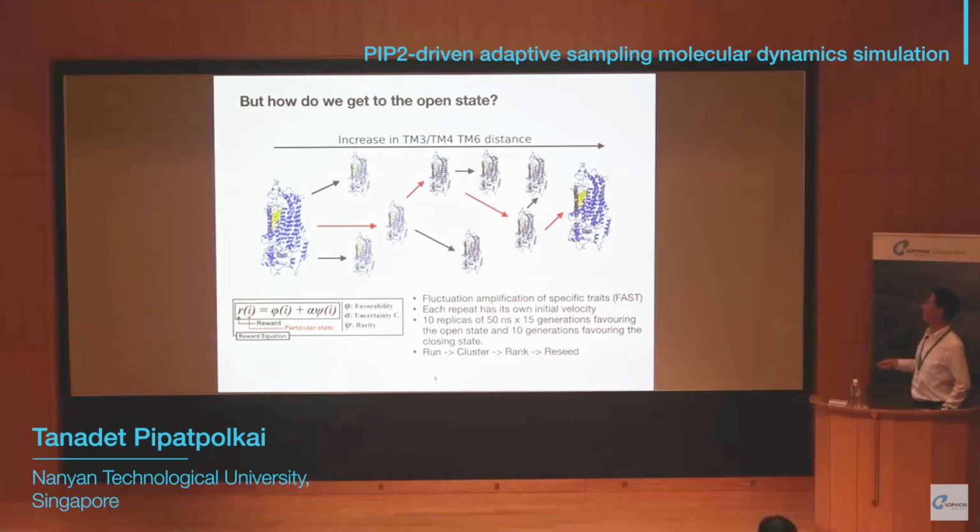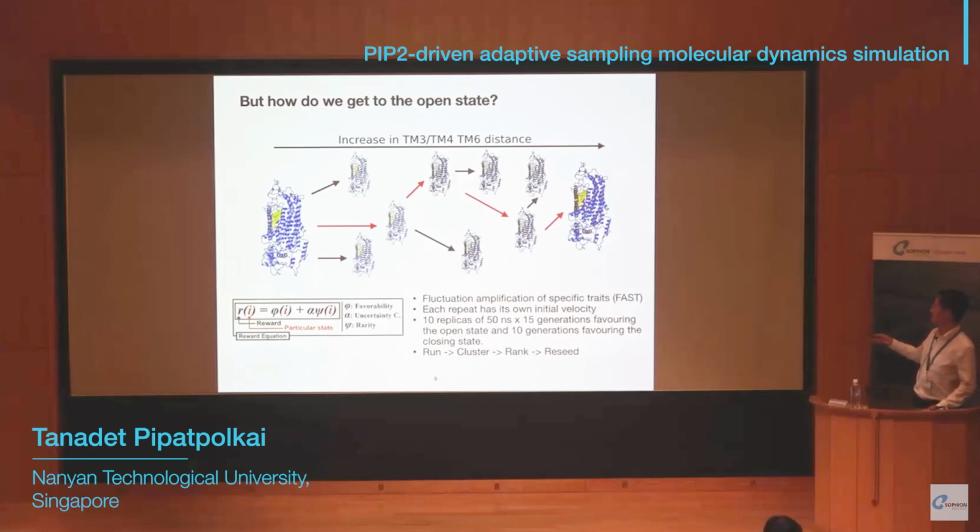From clustering, what you then do is rank them. So what do you rank the structures on? You can rank them on two key parameters. A is how open they are. We want the open state, so we want to move towards the open state. So you favor how far the pore is open, right? So that when you reseed and continue the run, you can get to the open channel.